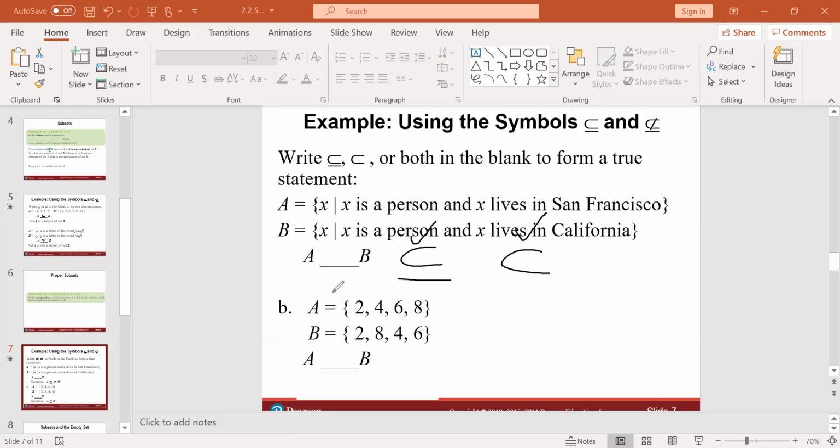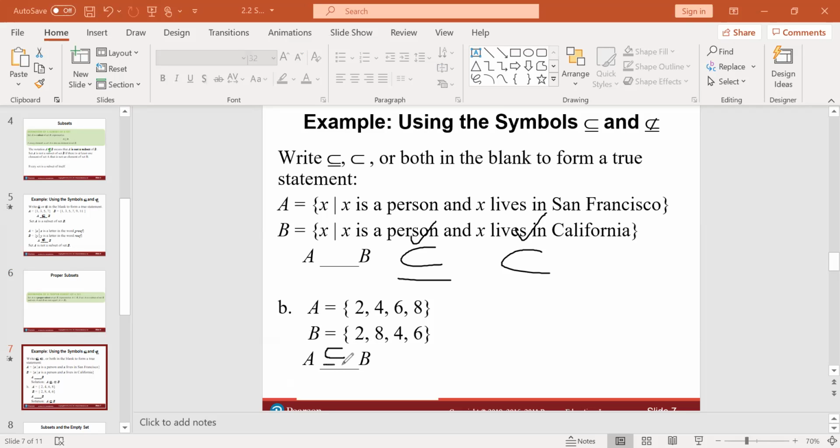That's kind of a weird one. So let's think about the definition of subset. A subset, all elements of A here must also be found in B. So look, A has a 2, B has a 2. A has a 4, B has a 4. A has a 6, B has a 6. A has an 8, B has an 8. So would you say that A is a subset of B? Yeah. In fact, they're equal, aren't they?